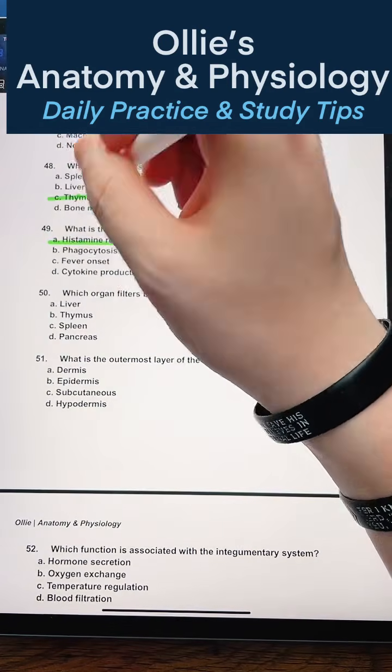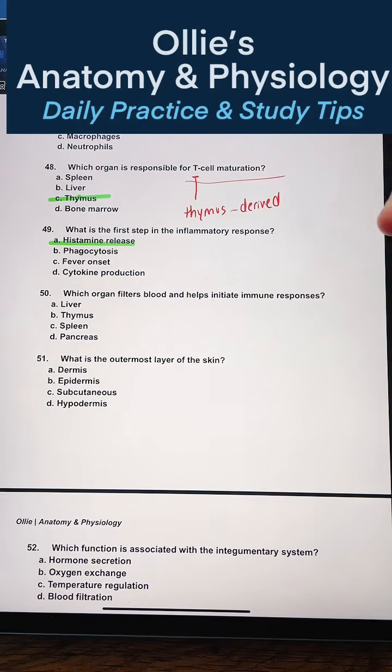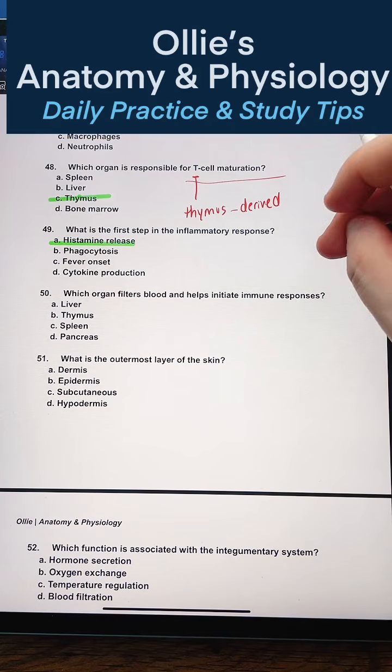Number 49, the answer is histamine release. This is going to cause vasodilation and increased permeability in capillaries. So capillary permeability. Phagocytosis comes after histamine. Fever onset is secondary. Cytokine production will happen later on as well. So histamine release is going to be the first step in the inflammatory response.